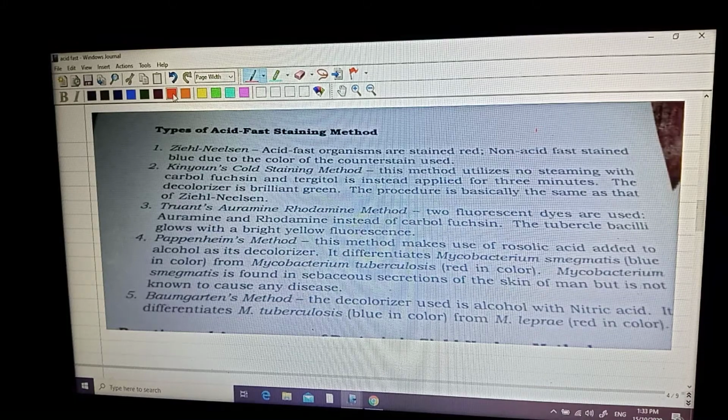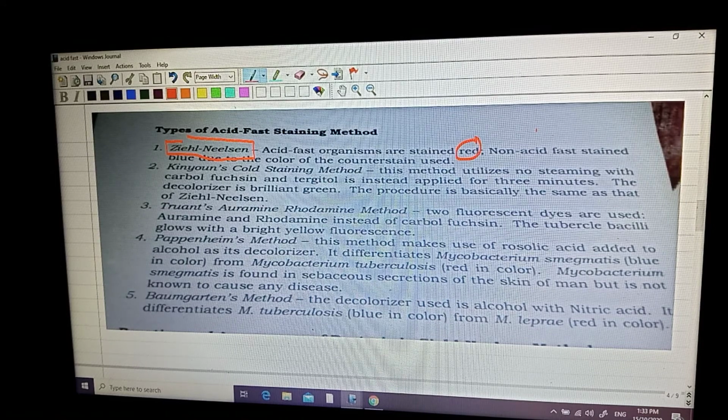Okay, let's continue our discussion. We go now to the types of acid-fast staining. The two most common types are number 1, the Ziehl-Neelsen type, which is also known as the hot method, and the other one is the Kinyoun cold staining method.